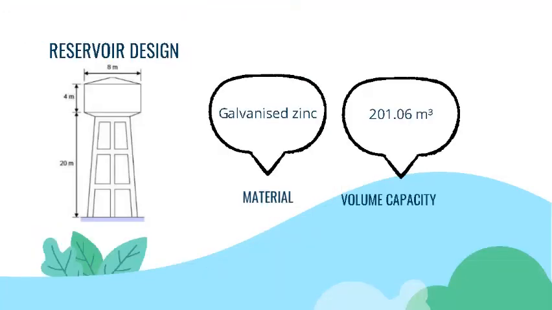Finally, we're going to talk about reservoir design. The reservoir design that I propose is made by the material of galvanized zinc. The volume capacity of the design is 201.06 meter cube.